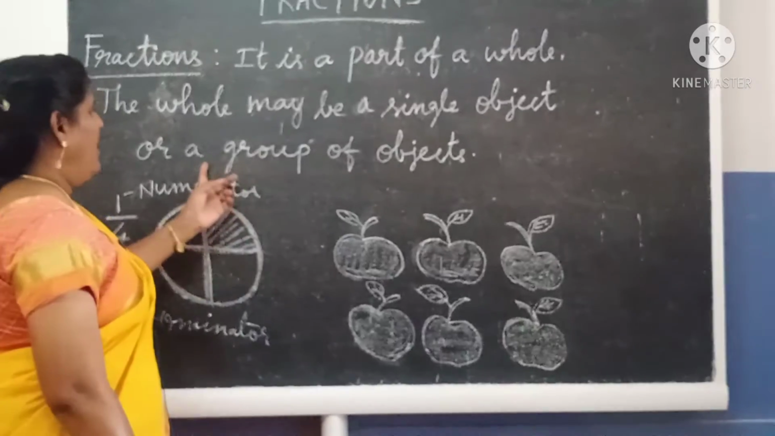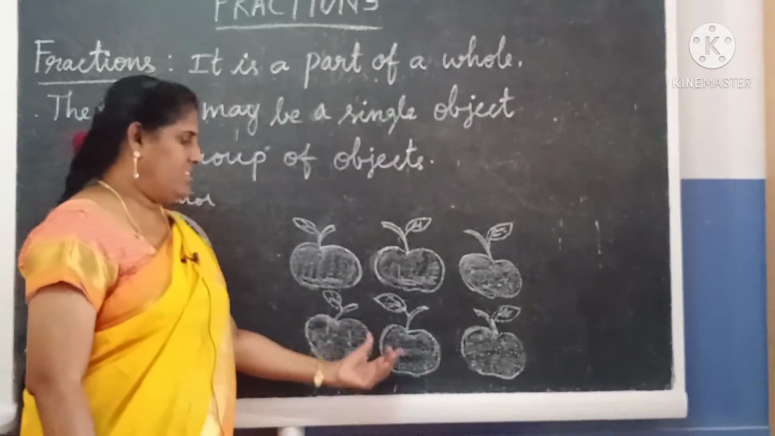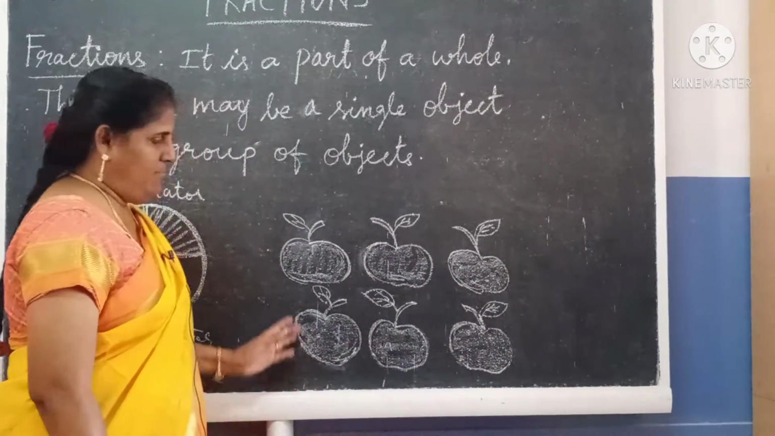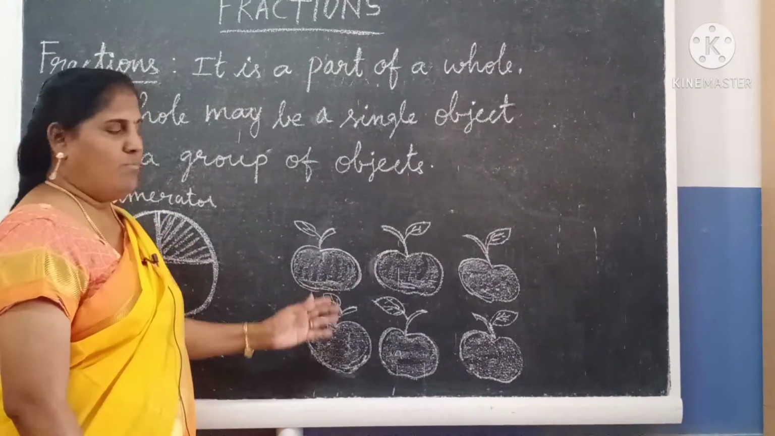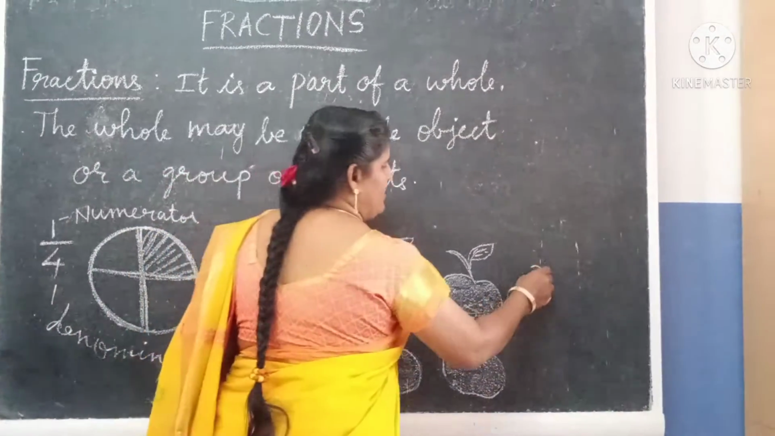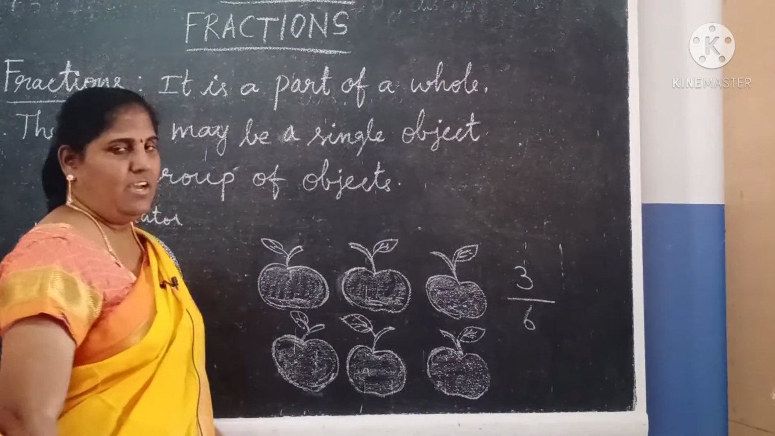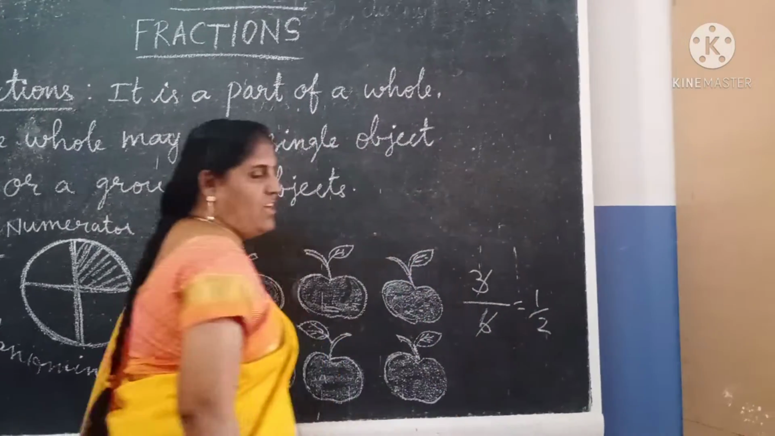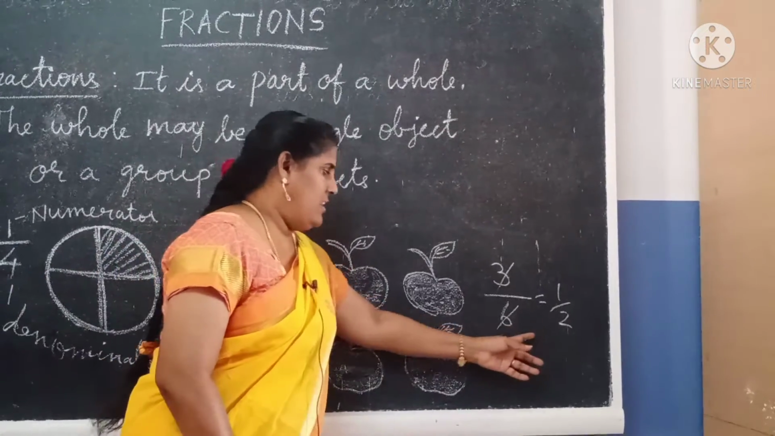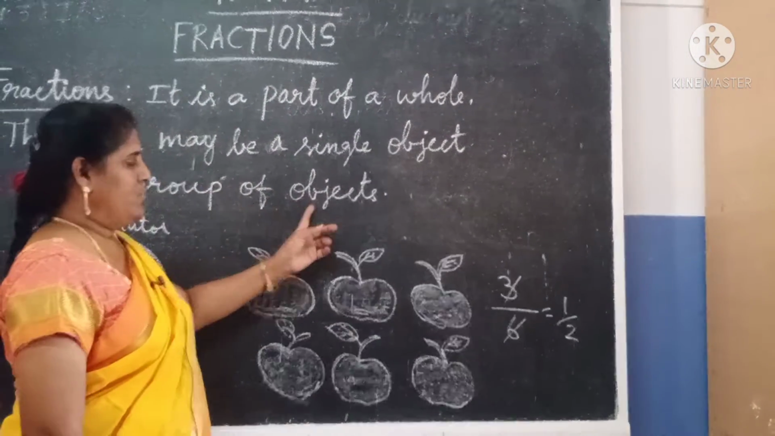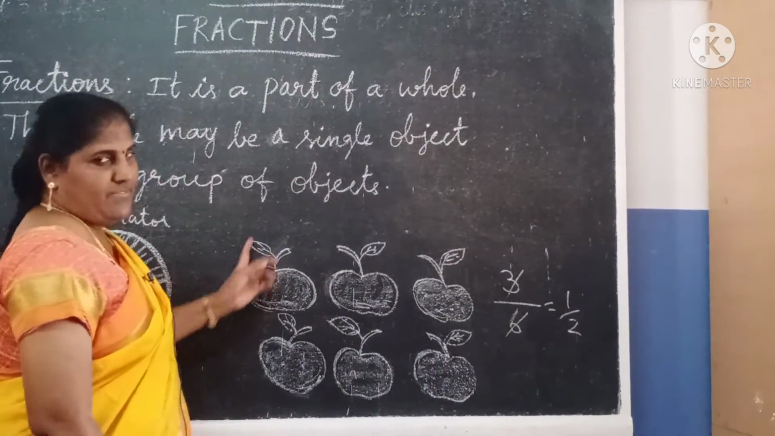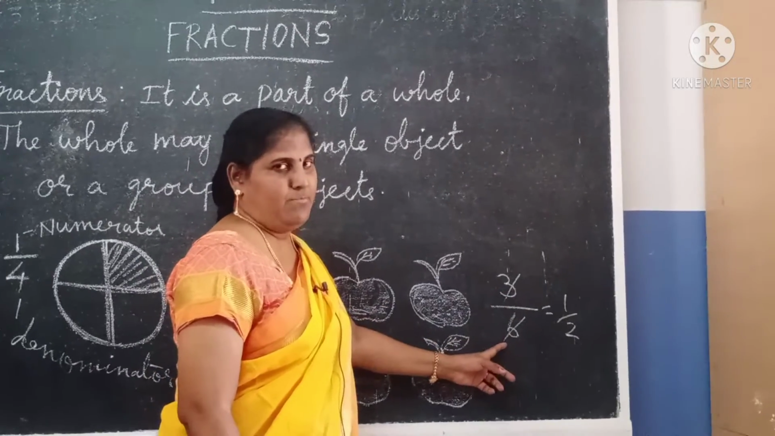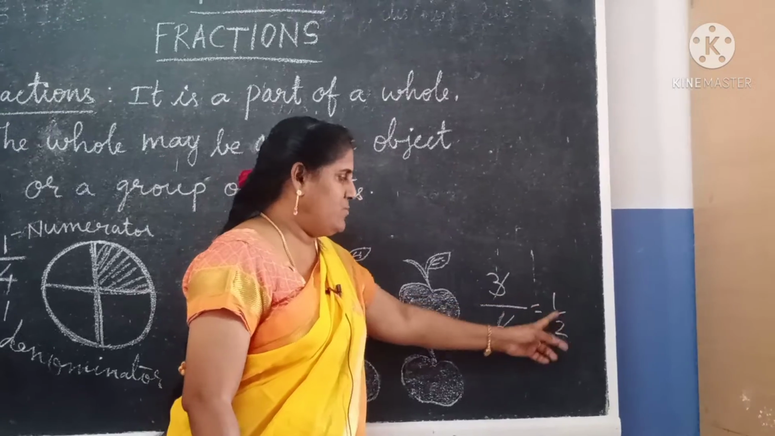And then the second one is a group of objects. For example, I am drawing 6 apples. Out of 6 apples, if I take half share, how much do we need? We will get 3 out of 6. 3 by 6 is the half share. If I simplify, the answer is 1 by 2. 1 by 2 means half only, no? So the group of objects is also called a fraction. What is the fraction here? 3 by 6. Both come in the 3 table. If I simplify by 3, the answer is 1 by 2.